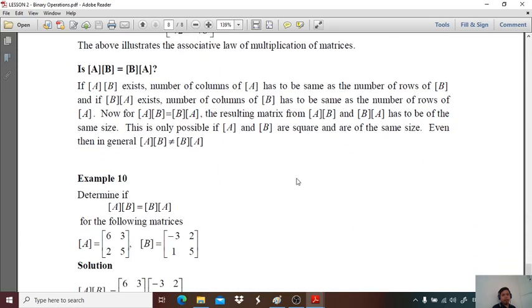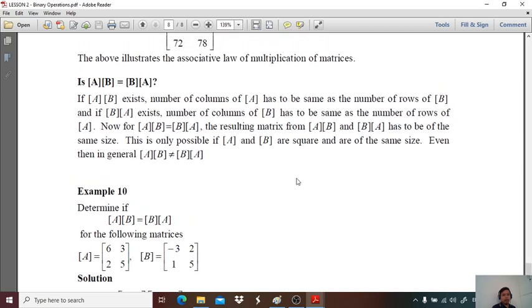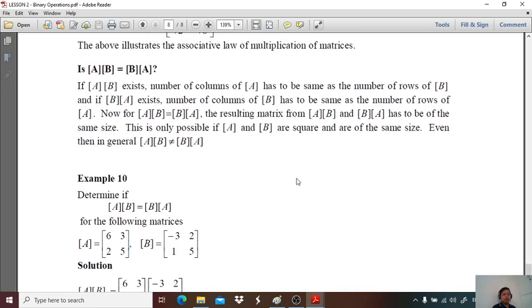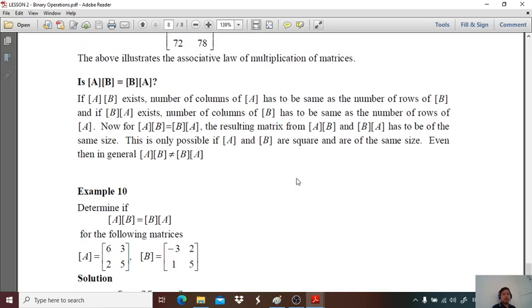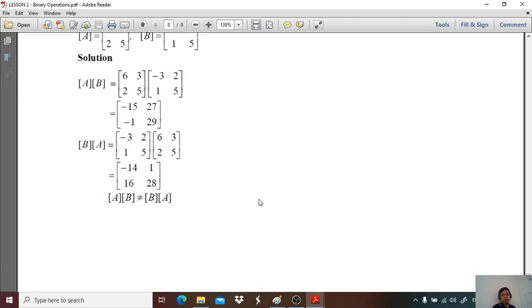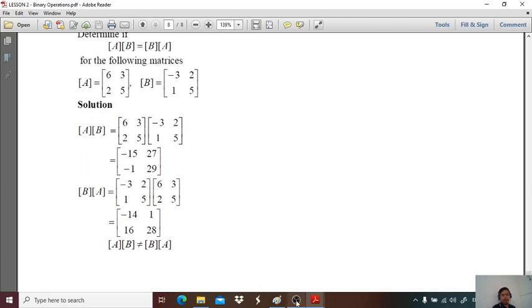Okay, so this is if A times B is equal to B times A. So it only exists when A and B have the same size and the same entries. Other than that, they are not equal. Okay, so that's all, and thank you.